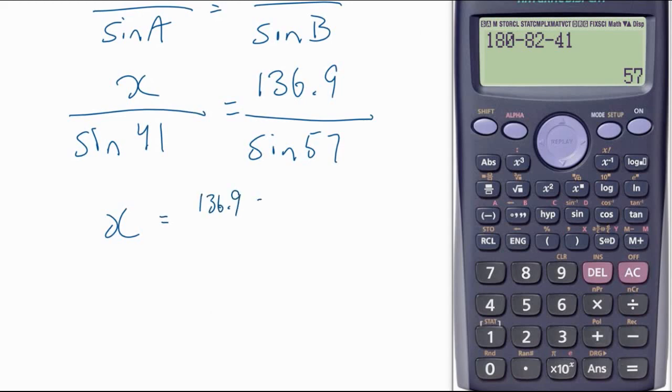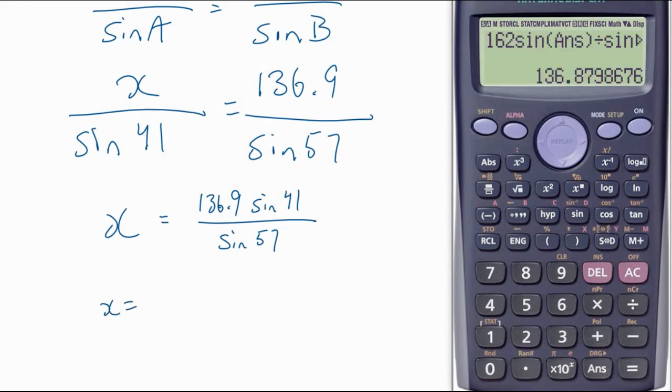136.9 sine 41 over sine 57. Okay, now I don't actually have this 136 in there anymore because I subtracted to get 57. So I'm going to just go back and do these steps that got me this answer in the beginning.